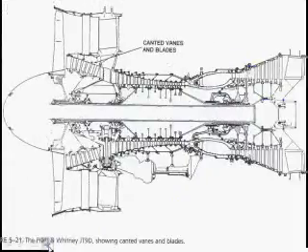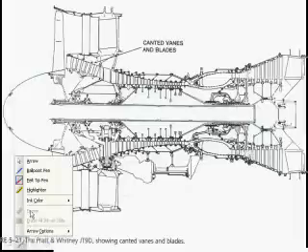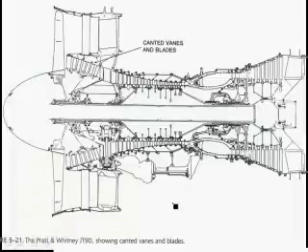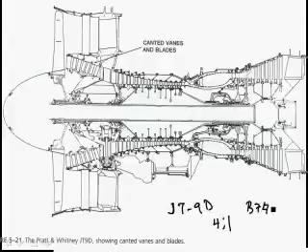Here's a JT9D. A JT9D had a 4-to-1 bypass ratio. It was the first engine that came out on the Boeing 747-100. I think it went into service back in 1969.